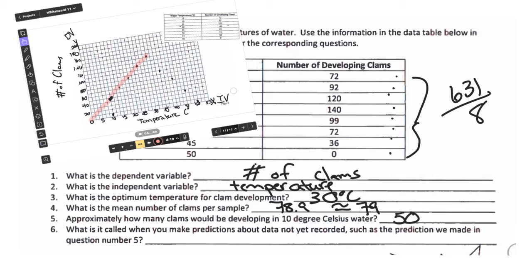What is it called when you make predictions about the data not yet recorded, such as the prediction we made in question 5? Okay, so it's not there. The information's not there. So that is extrapolation because it's not on there. It's not given to you because it's extra.